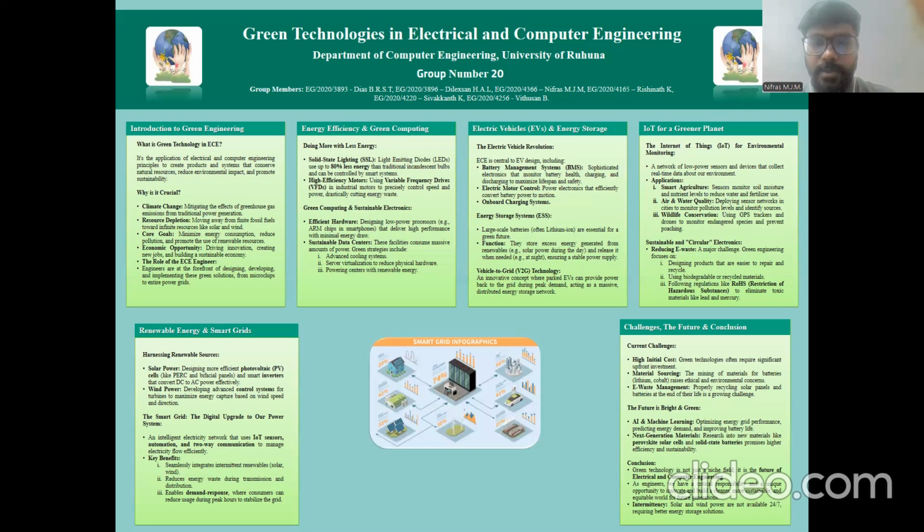Now, if we look at the future of green technology, the future is bright and green. Artificial intelligence and machine learning will play a crucial role in optimizing power grids, predicting energy demands, and enhancing battery performance. Also, next generation materials like perovskite solar cells and solid-state batteries will push energy efficiency and sustainability to the next level. Together, these innovations will make green engineering more efficient, affordable, and accessible across industries.